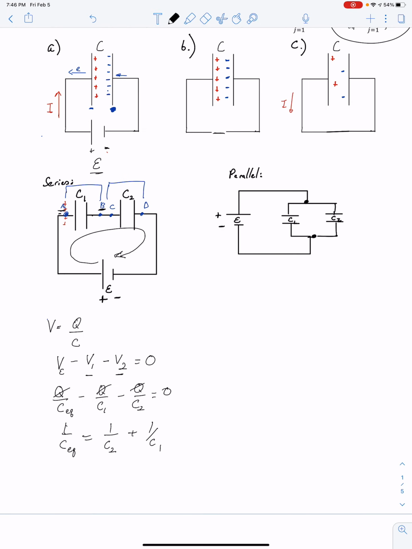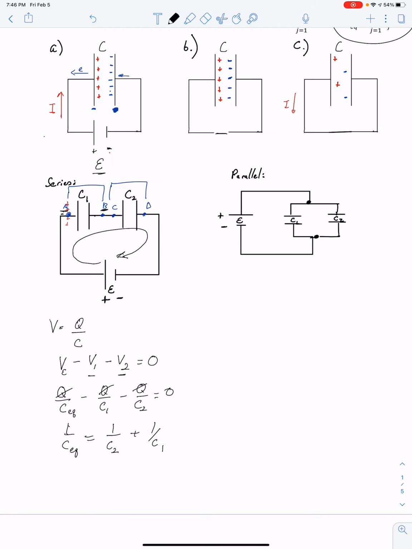How you do capacitors in parallel. This time around, following Kirchhoff's rules again, notice that we have a junction right here, and the way in which each current travels is split. Therefore, the way that charge travels through the conductor is also different. Thus, this Q1 is different from Q2.